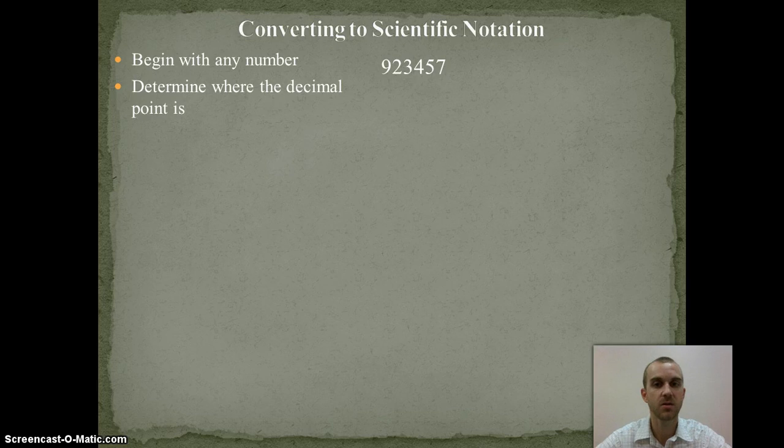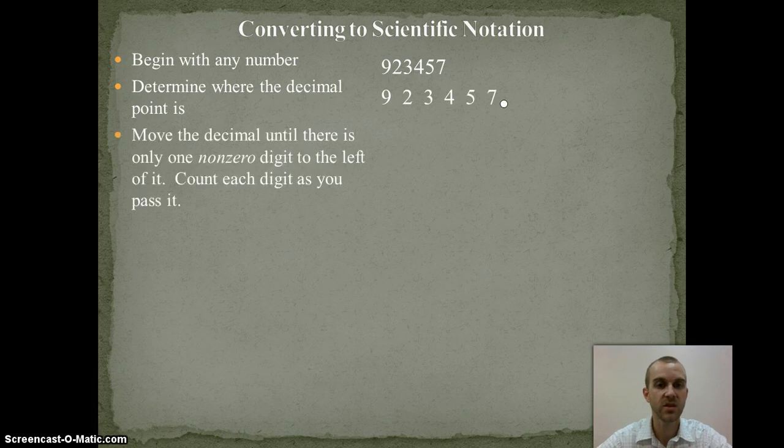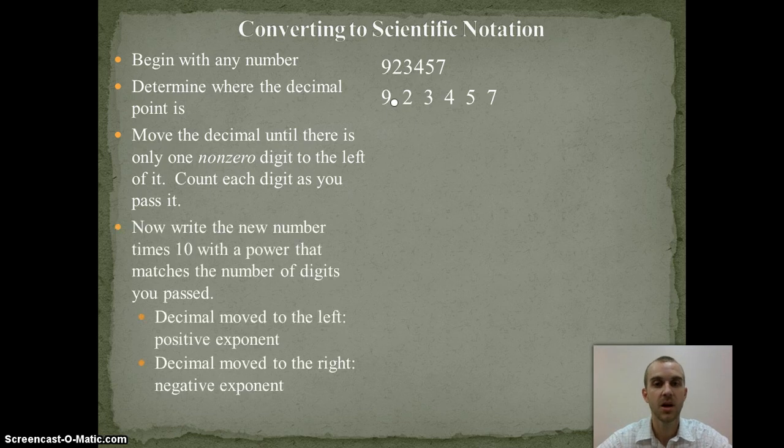Now when we want to convert to scientific notation, we begin with any number. Say I have 923,457. I'm going to determine where is my decimal point, and in this case, it's to the right of the 7. Next I'm going to move it until there's only one non-zero digit to the left, and I'm going to count how many digits I pass. So I go 1, 2, 3, 4, I pass 5 digits. And that's important because when I do my power for 10, it's based on the number of digits I passed. I went to the left, so it's going to be a positive exponent.